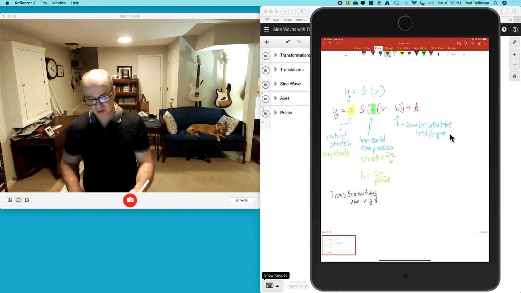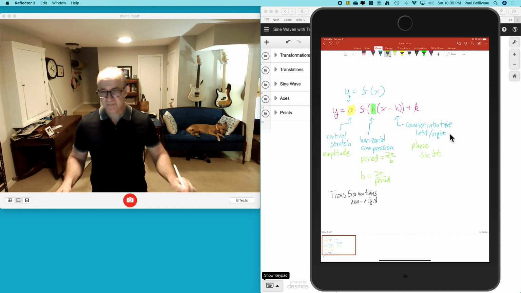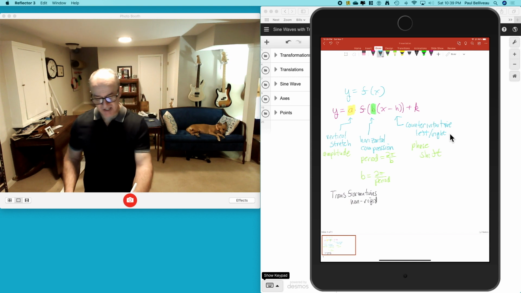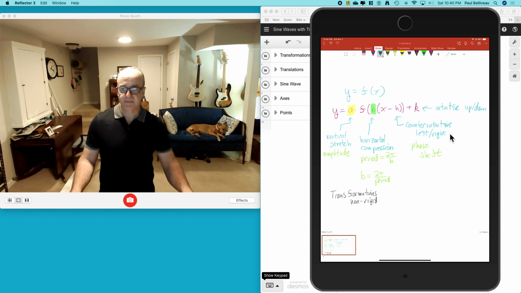And its special name just for sines and cosines is the phase shift. Okay? Now, lastly, we have this K on the outside, and I call this my intuitive up-down constant.